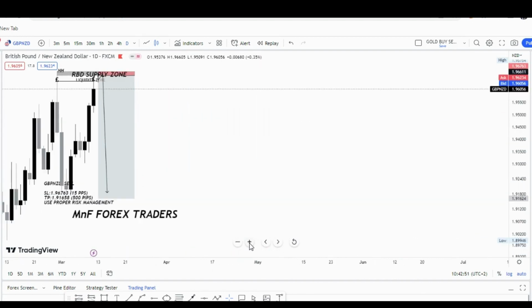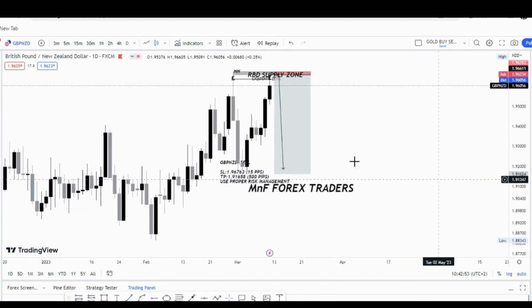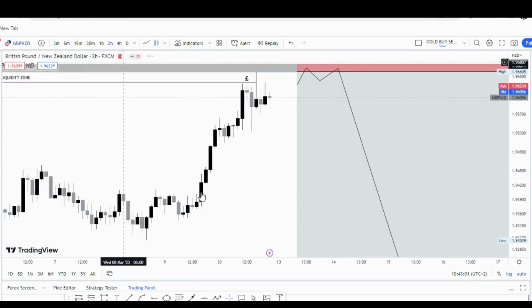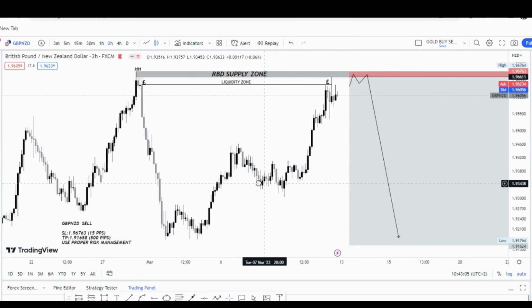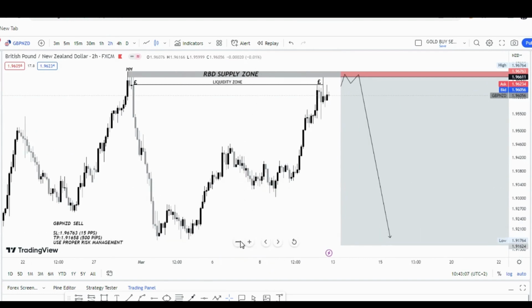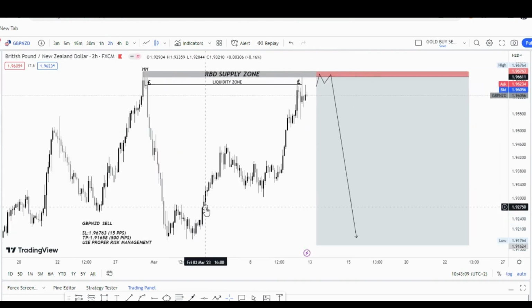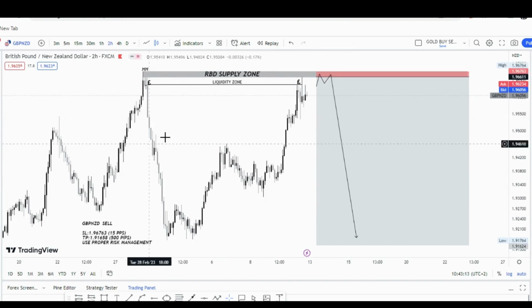time frame. So right here, even on the daily time frame, we can clearly see that we had a rally base drop supply zone right there. So we have to go to the lower time frame in order to determine where our order block is going to be, right? Okay, so right here it's much clearer on the 2-hour time frame. You can clearly see that we had a rally base drop supply zone right there with nice big momentum candles dropping to the downside. That's very important.